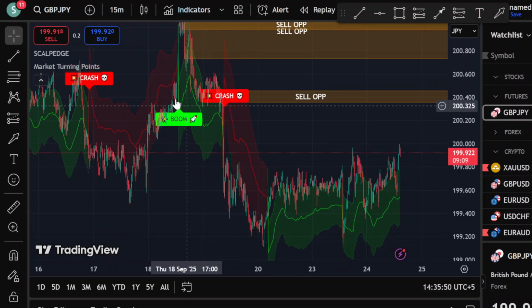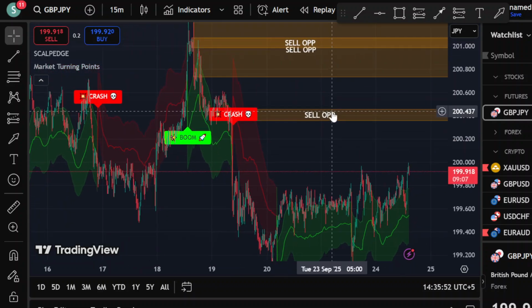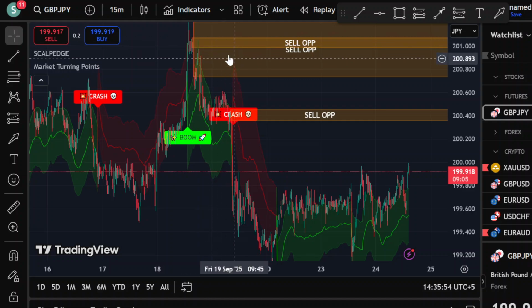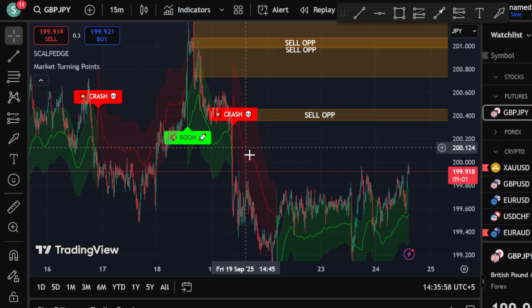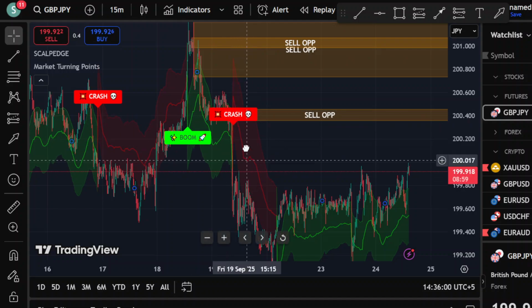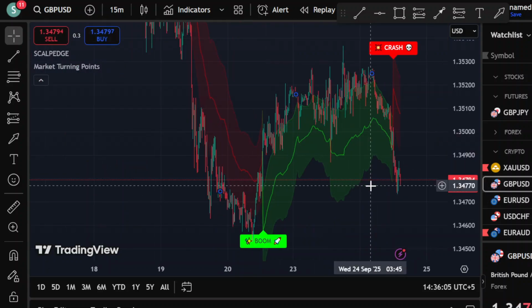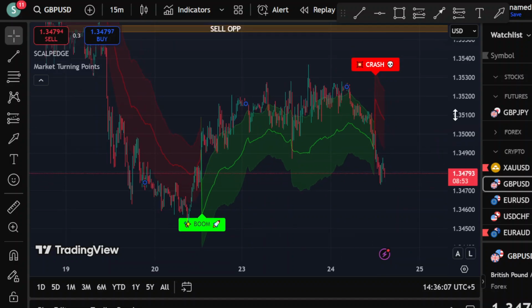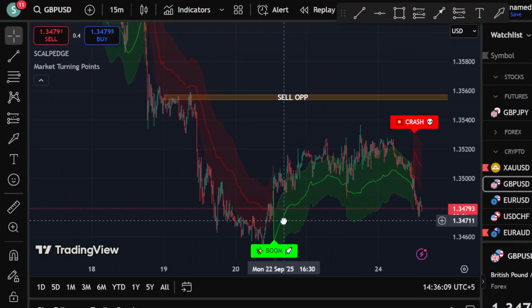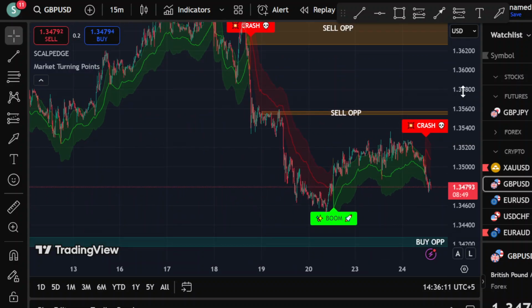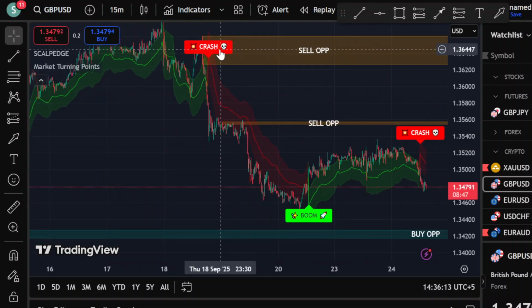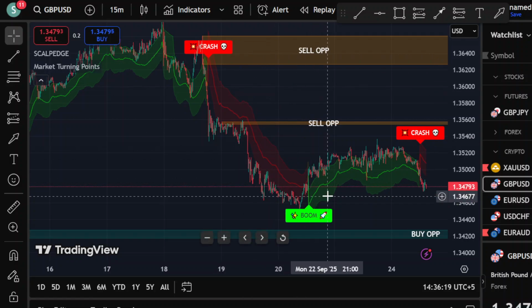Here we have the boom signal, but you must know that the price was near the sell opportunity level and it was rejected. Then the crash signal came, and after the crash signal you can see the price went way down, and this becomes our actual trade. Similarly, look at this another one: the crash signal from the Market Turning Points on 15-minute GBP/USD plus the sell opportunity, and the price is down.